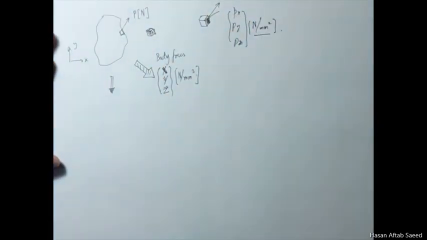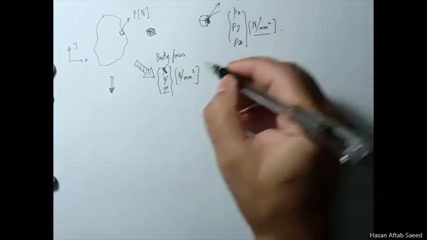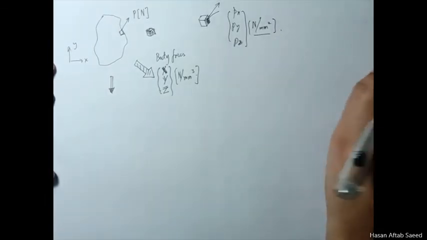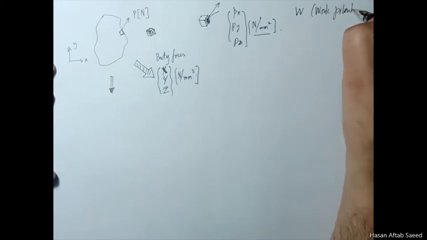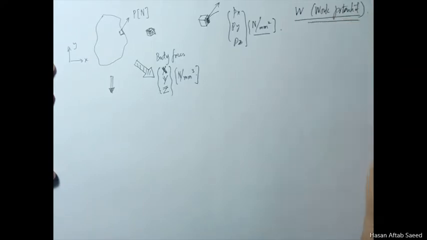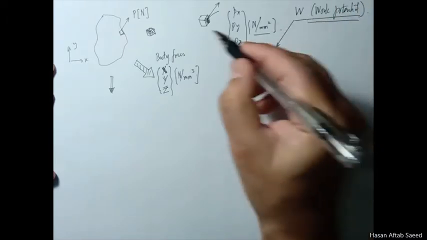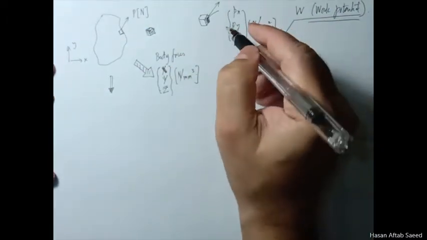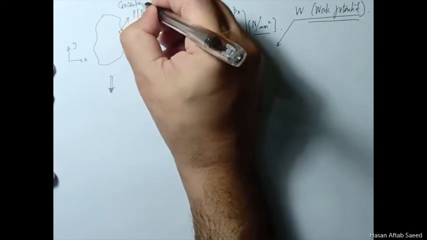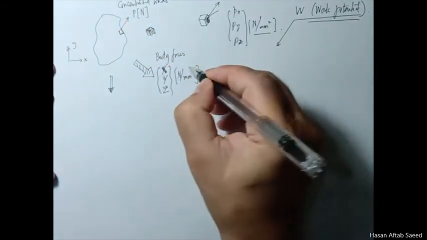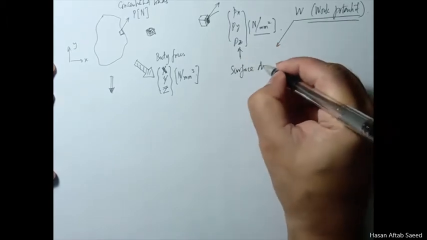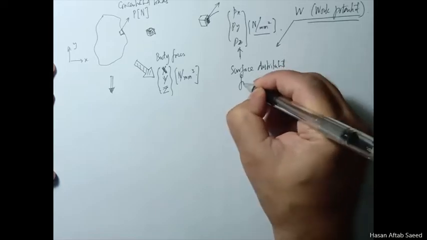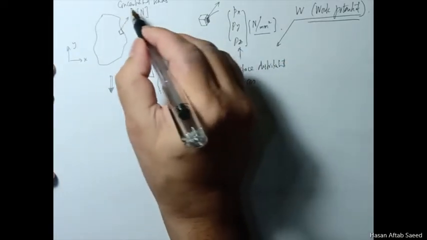So let's deal with all these types of loadings one by one. First of all, so that we don't lose track, we are talking about the work potential here, as achieved by the three types of loadings: concentrated loads, body forces, and let's call them surface distributed forces.